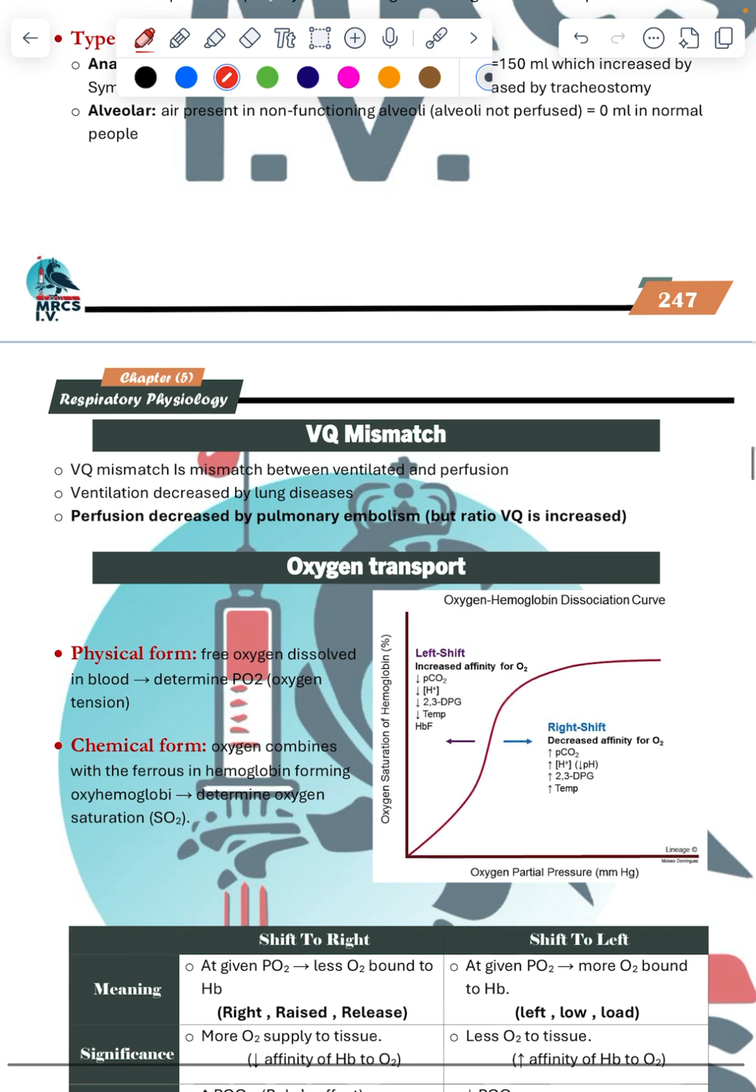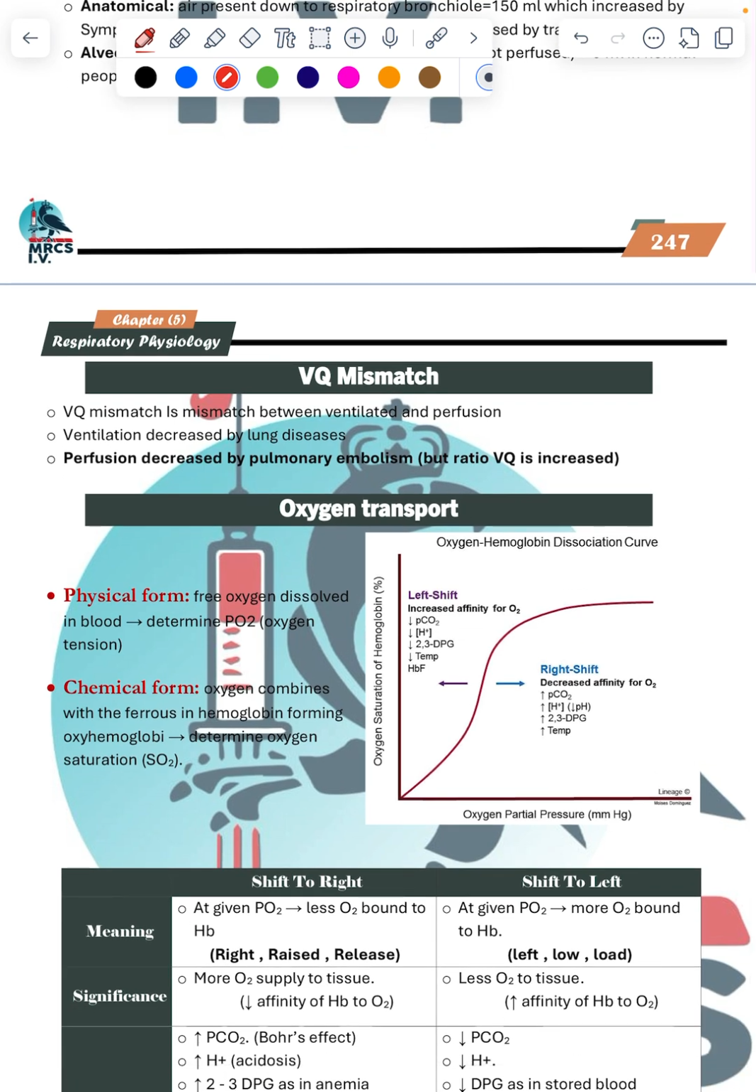So what is VQ mismatch? Ventilation, perfusion. V is ventilation, Q is perfusion. Ventilation is decreased by lung diseases. Any lung disease decreases ventilation. Perfusion is decreased by pulmonary embolism. There is no exchange of the gases. Ventilation is just transfer of gases inside.